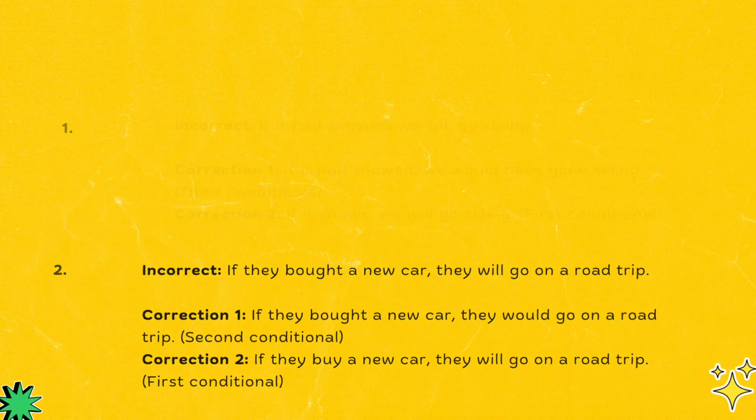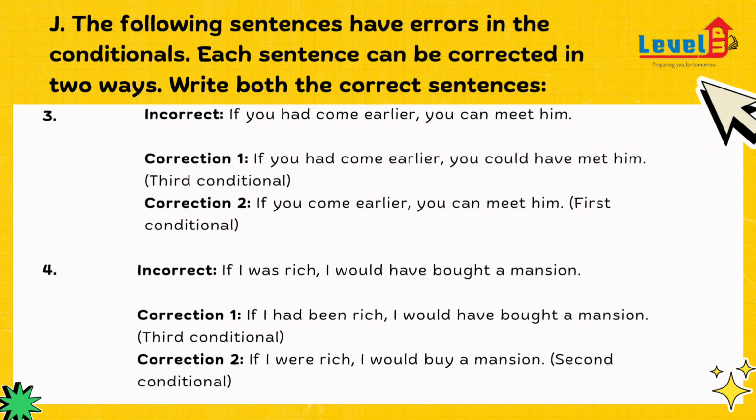First conditional. 3. Incorrect. If you had come earlier, you can meet him. Correction 1. If you had come earlier, you could have met him. Third conditional. Correction 2. If you come earlier, you can meet him.